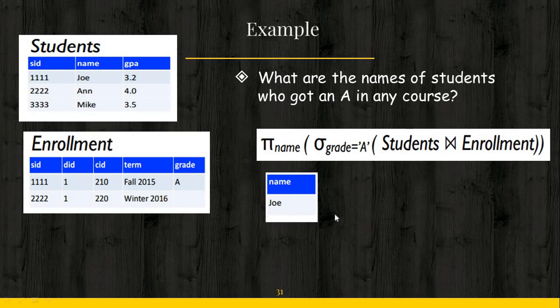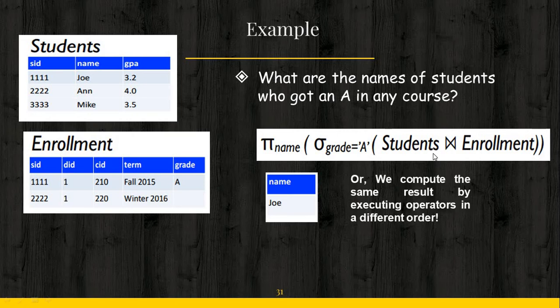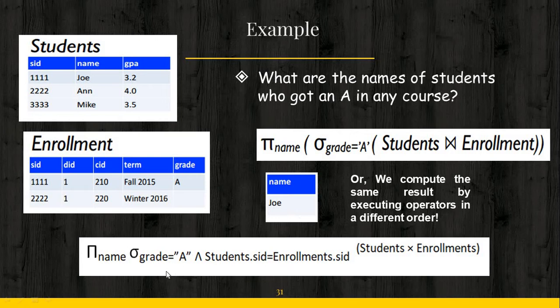Can we do this in some other way? Yes, but then we have to specify which columns would be equal. So this is another way. Here is sigma, grade equal to A, and another condition. That means this column and this column have to be the same. And here is the Cartesian product of these two tables.